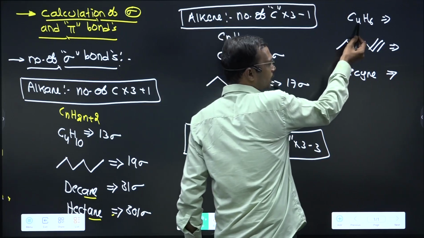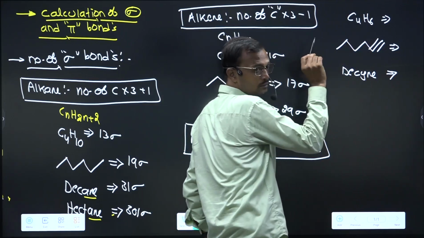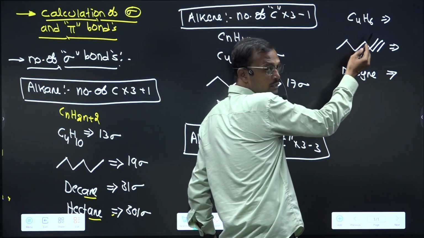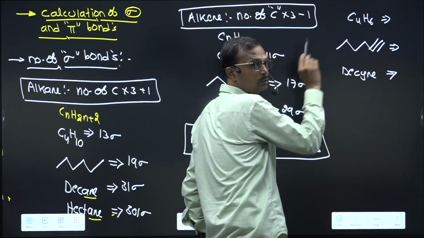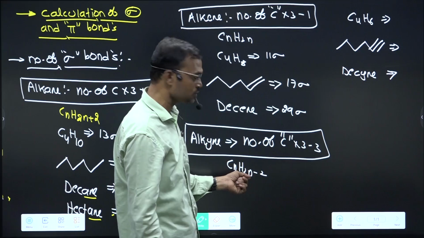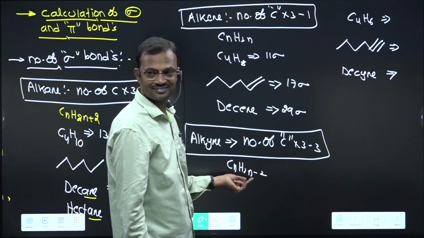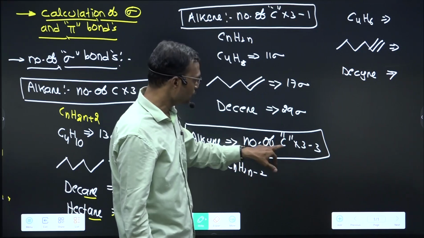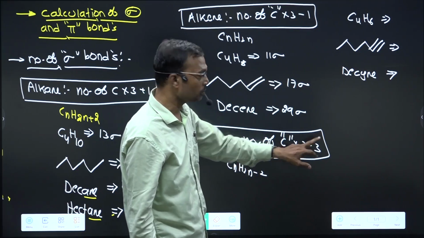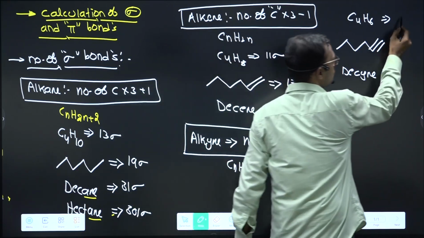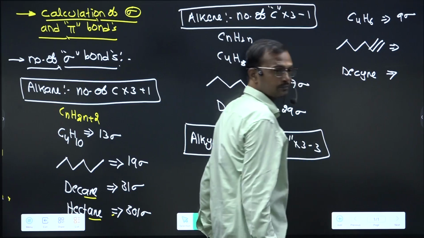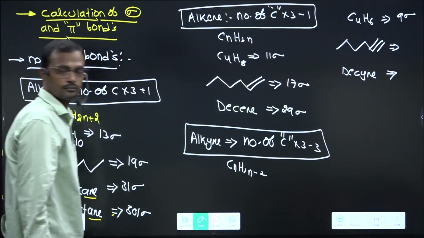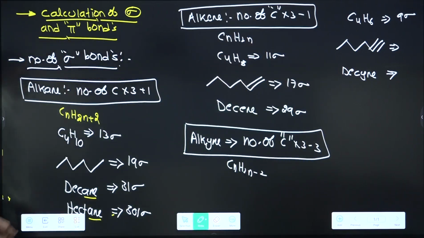4 into 3. 12 minus 6. 12 minus 6 or 12 minus 3? 12 minus 3. You apply this formula. Don't apply this formula. 4 into 3, 12. 12 minus 3, 9. So this is 9 sigmas. Will you work out the remaining two?